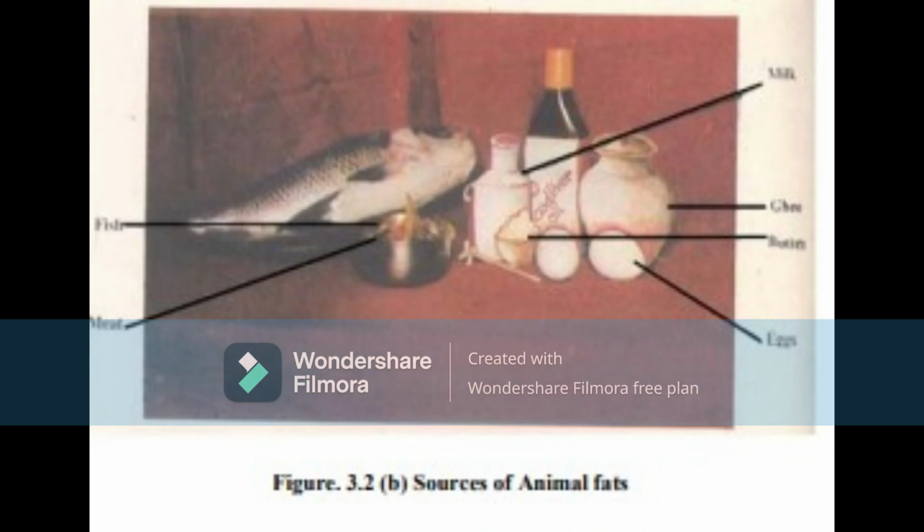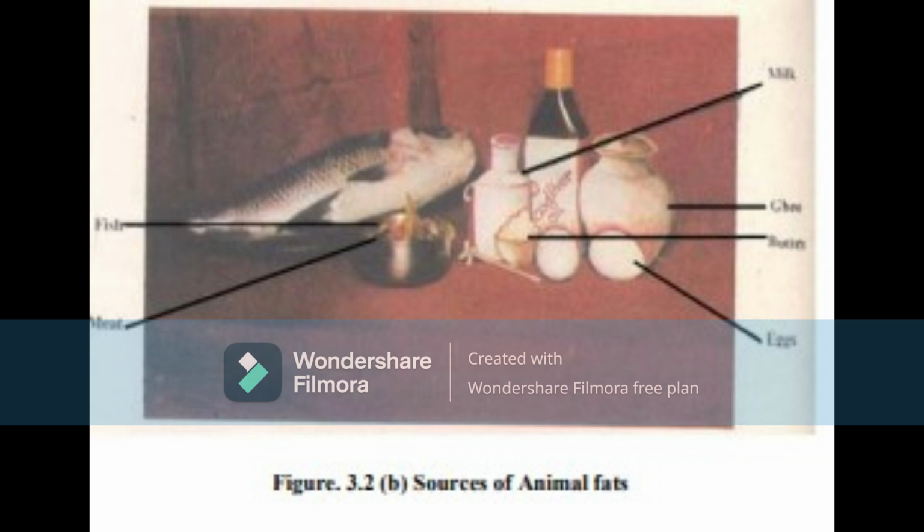Animal sources: milk, egg yolk and fats like ghee, butter, cream. Fish liver oils are some of the fats of animal origin. Figure 3.2 B. Sources of animal fats.